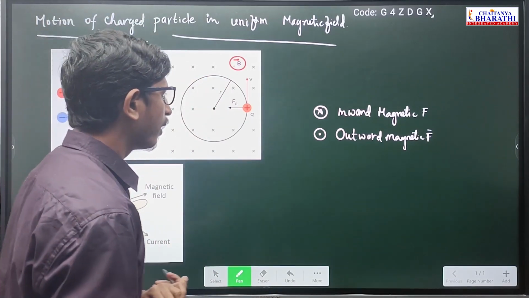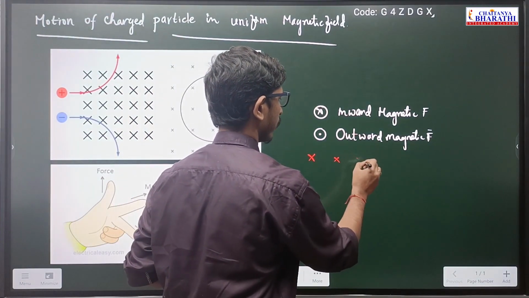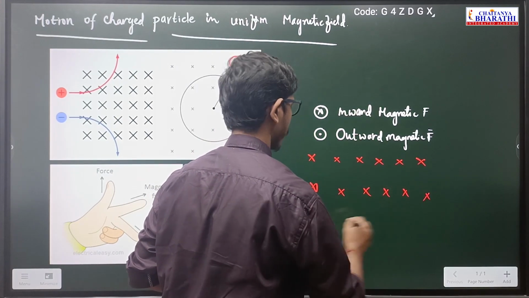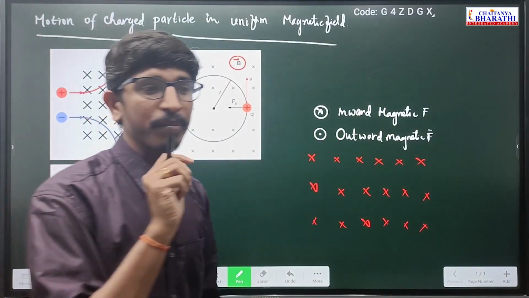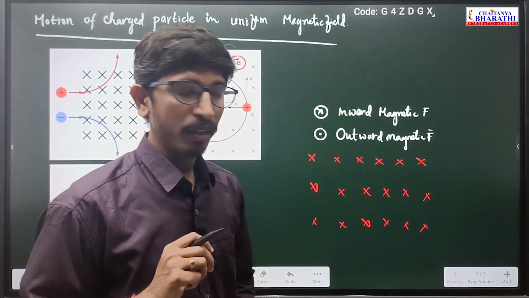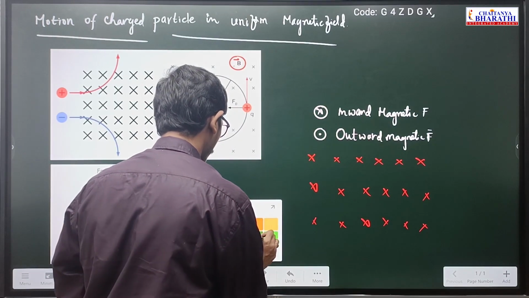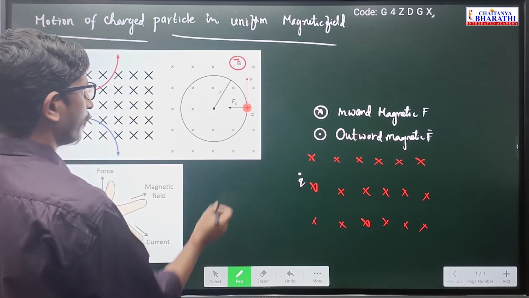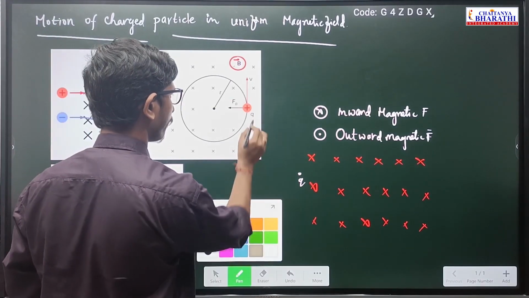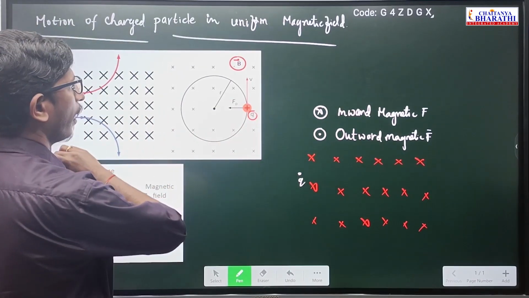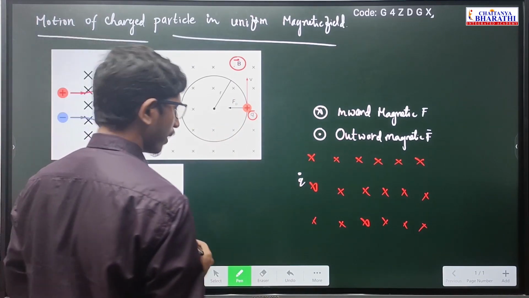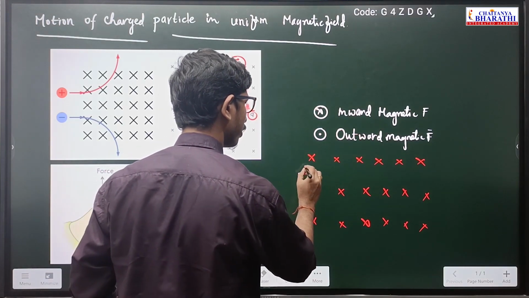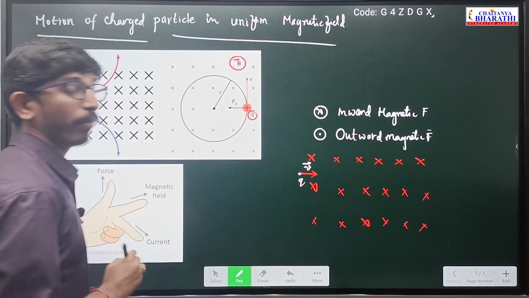Let's say in this region I'm considering the field strength B bar as a magnetic field into this board. Now we are taking a small charged particle. Let's say it's a positive charged particle, Q. I am giving the charged particle a certain velocity, say V bar. I'm projecting the charged particle with a certain velocity V bar into the magnetic field.